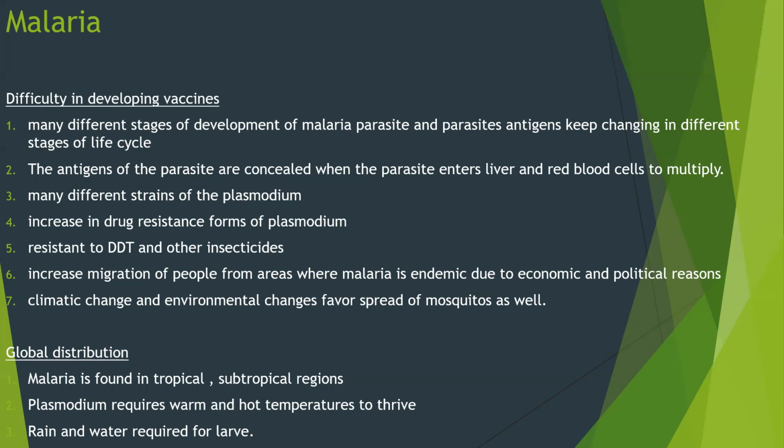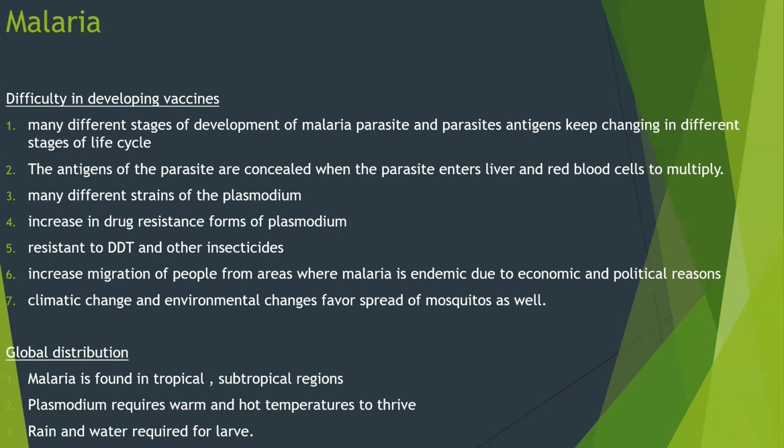There's multiple strains of the Plasmodium. They have also drug resistance, resistant to DDT and other insecticides. Furthermore, there's also migration, which is increasing nowadays because of economic and political reasons, and climate change and environmental change. So this causes more rain, increase in temperature. These are all favorable factors for spread of mosquito.